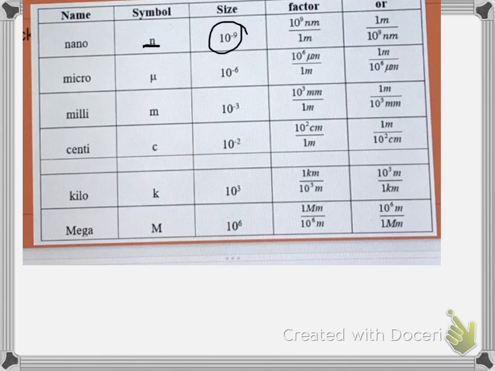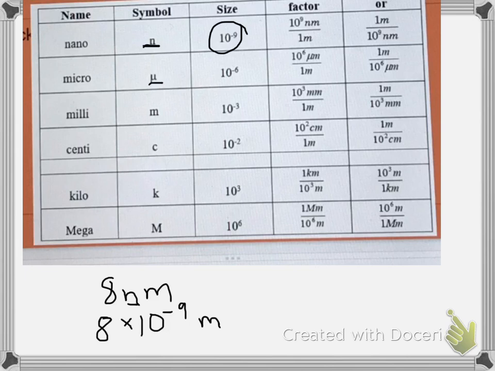So if I have 8 nanometers, okay, so here's my prefix multiplier. This is my base unit. I know I'm talking about length because I have meters. So if I have 8 nanometers, what this is really saying is I have 8, and then nano means 10 to the negative 9th meters. So I have 8 times 10 to the negative 9th meters. So I have a very, very small amount.